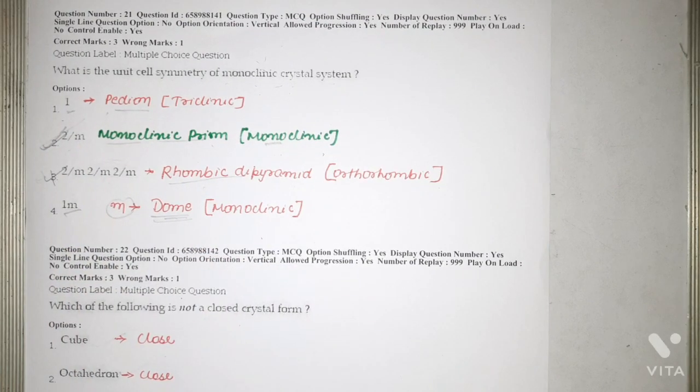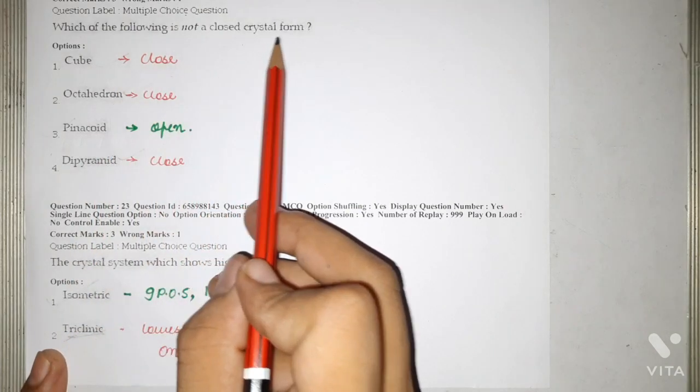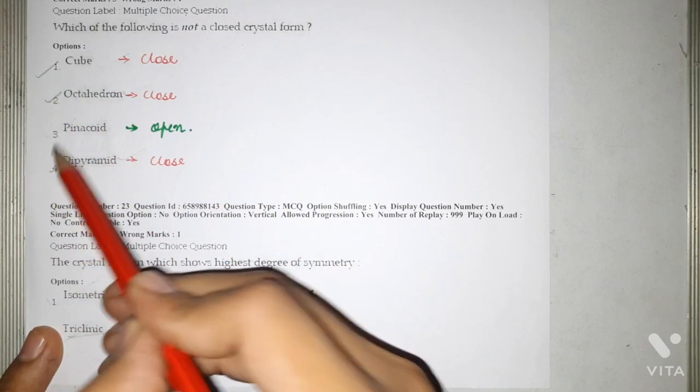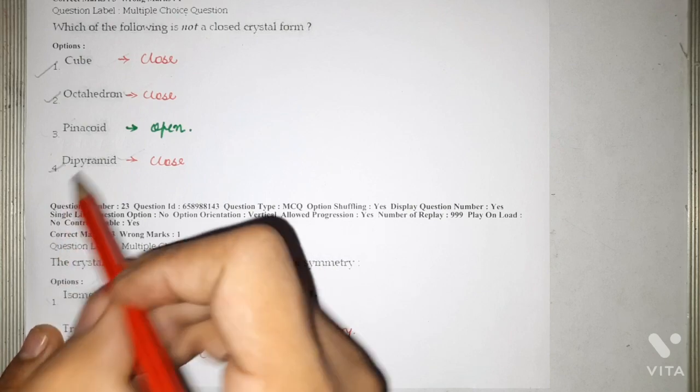Now, coming to the next question. Which of the following is not a closed crystal form? What are closed forms? Closed forms are those that enclose space without another form being present, like cube, octahedron, and dipyramid. These are types of closed forms. While those forms that do not completely enclose space are termed open forms, like pinacoid, pedion, and you can say prism, okay, pyramid. These are all types of open forms.